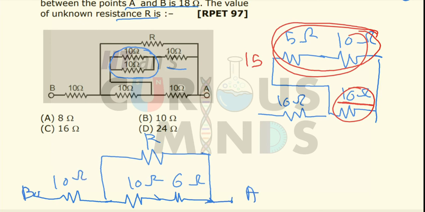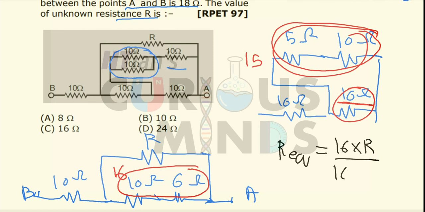So I can clearly see from this diagram, this 10 ohm and 6 ohm resistance are in series, so it will be equal to 16 ohms, and it is in parallel with R. So the equivalent resistance, now I will directly substitute the value. It will be equal to 16 into R divided by 16 plus R. This is the equivalent resistance. Now this entire parallel system is in series with the 10 ohm resistance.